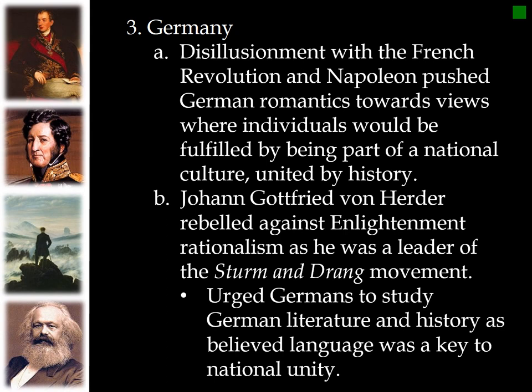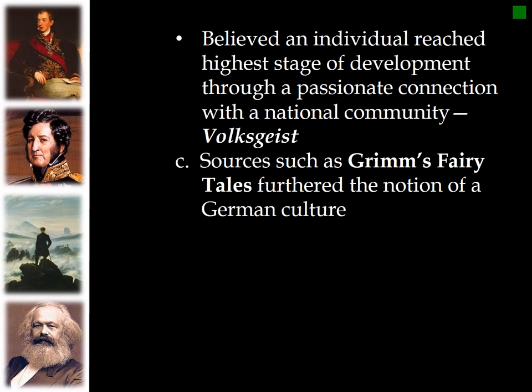and he believed the language was the key to national unity in Germany, that all of those who spoke German should unite under one nation rather than be divided up into these smaller states, although they had a confederation, they were still not united politically. He believed an individual reached the highest stage of development through a passionate connection with a national community, which he called the Volksgeist. Sources such as Grimm's fairy tales further the notion of a German culture to unite around.